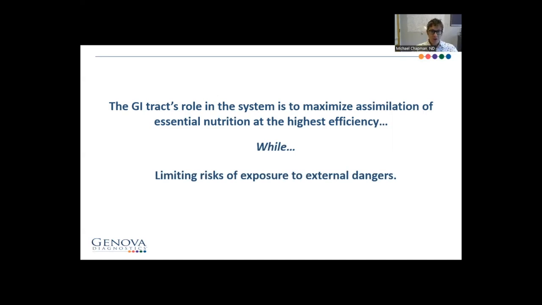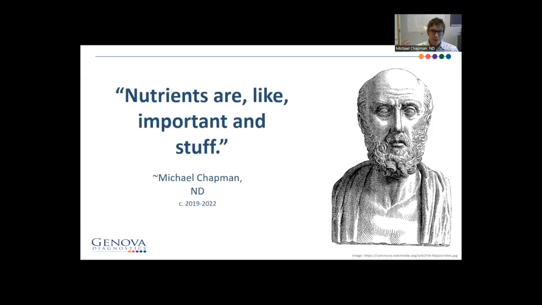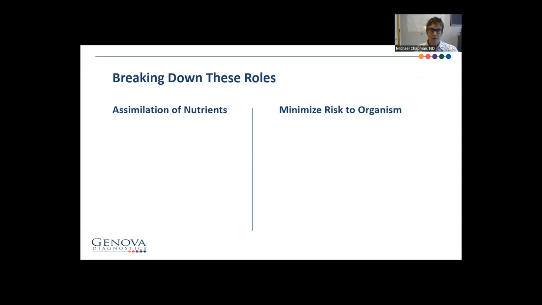So I know that's kind of super macro, big picture, but I think it's going to help when we think about root causes, because ultimately the GI tract is there to get nutrients. It's trying to make sure that we have the nutrients that we need to continue to thrive and live optimally. So when we break those two things down, remember I said assimilation of nutrients and minimizing the risk to the organism, that's where we can start to slot in some of those methods.